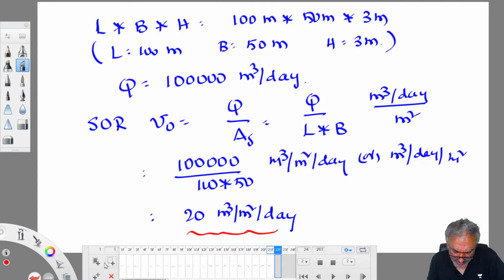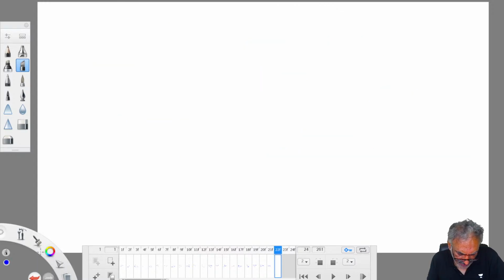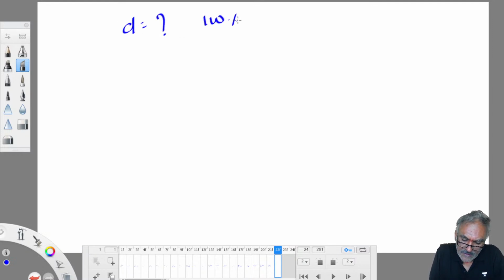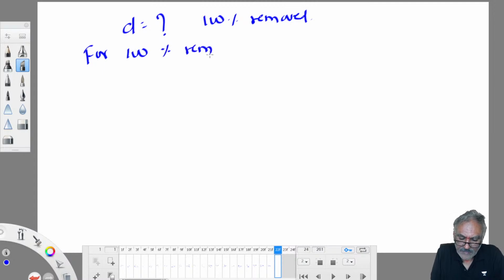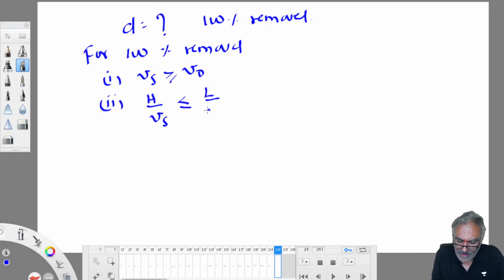Second part of this question is, what is the diameter of the particle that will be removed 100%? So for 100% removal, what is the condition? Two conditions are there. Condition 1 is settling velocity should be greater than or equal to V naught. Condition 2 is H by Vs should be less than or equal to L by Vh.